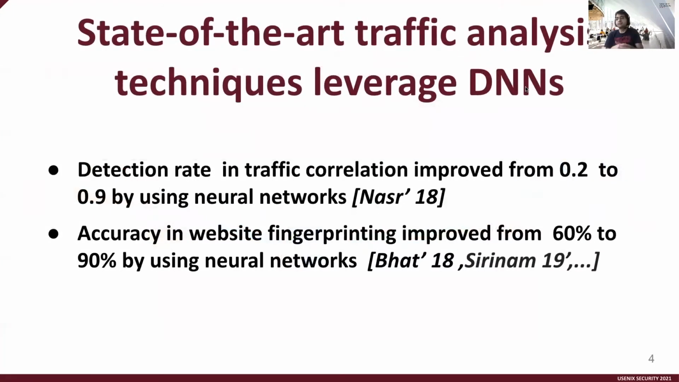And these days, the main state-of-the-art traffic analysis methods are using deep neural networks, and it's been shown that using neural networks can improve the accuracy of detection or inferring information significantly. For example, we ourselves showed that the traffic correlation on Tor can be improved significantly by using deep neural networks, or website fingerprinting, which is another approach of traffic analysis, also is being improved significantly by using deep neural networks.